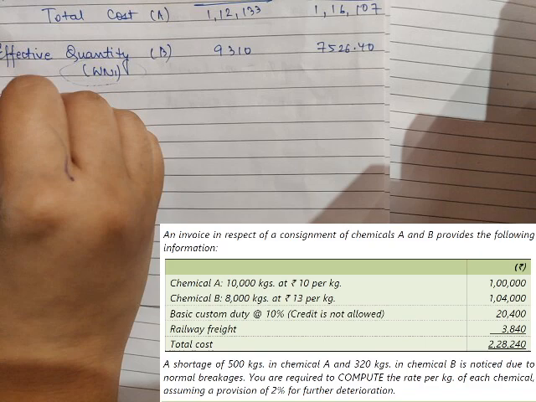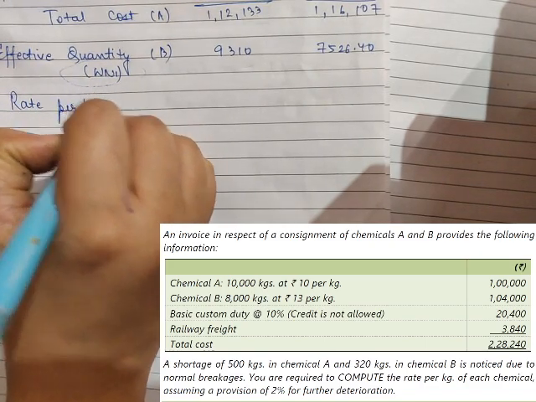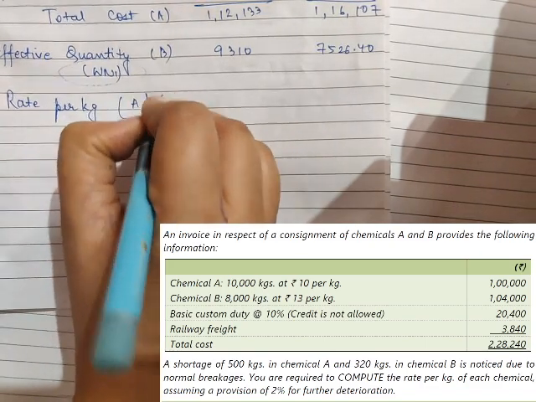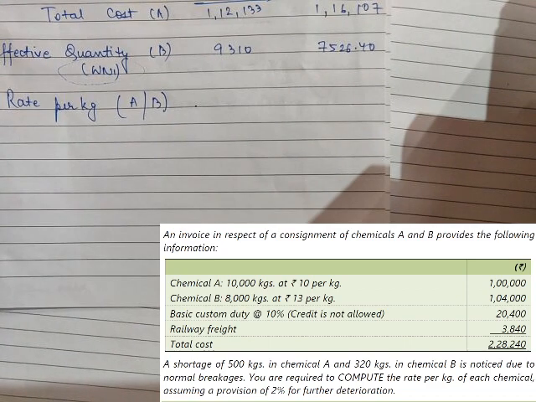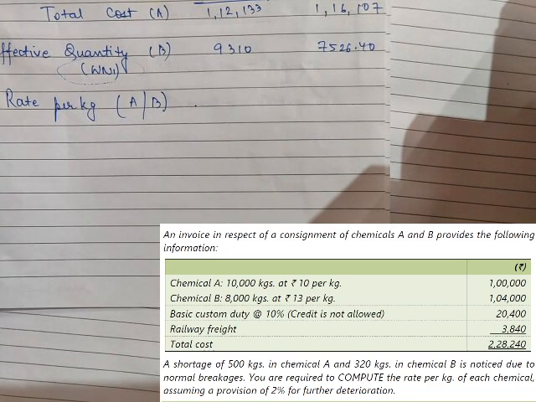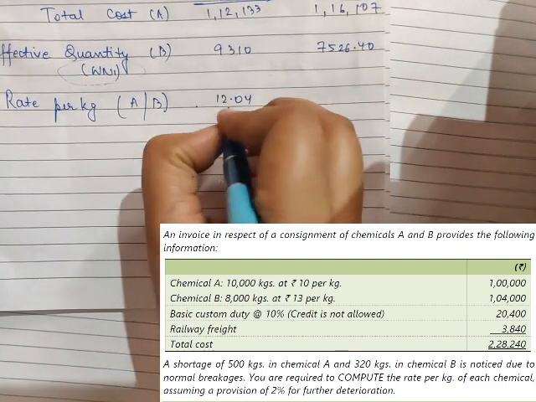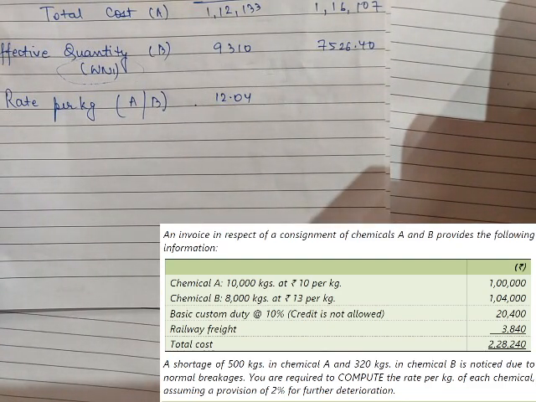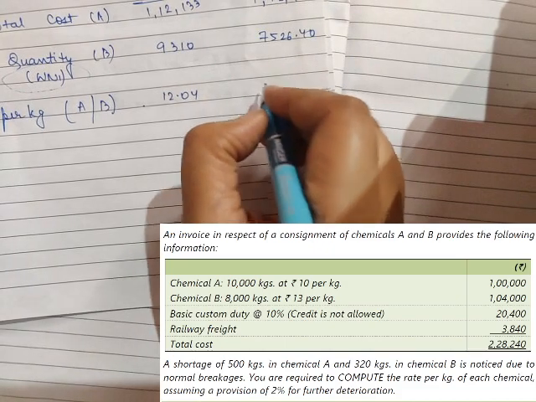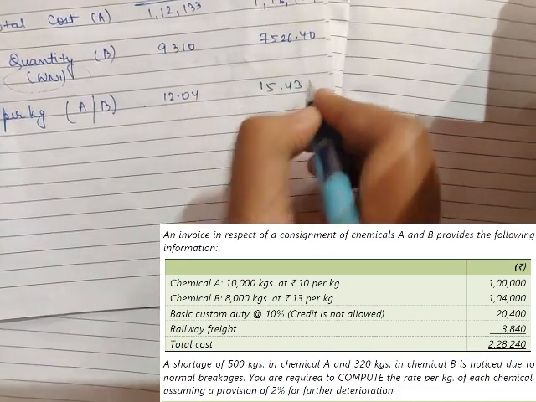So the rate per kg will be the total cost divided by effective quantity, giving us 12.04 for chemical A and 15.43 for chemical B.